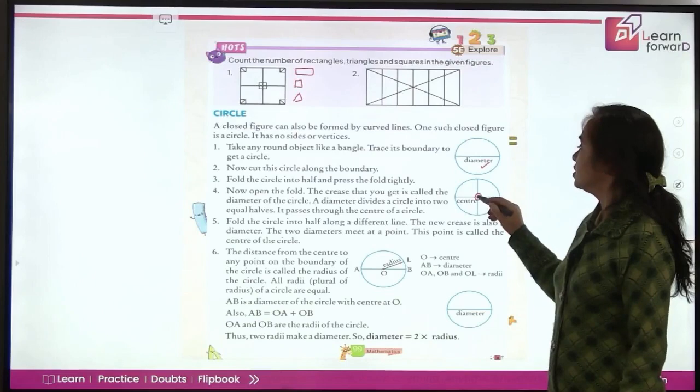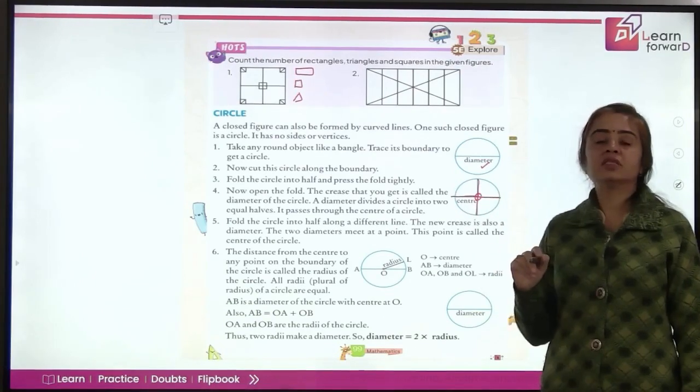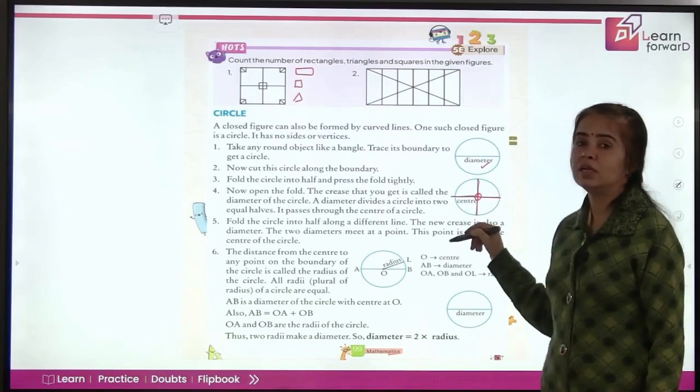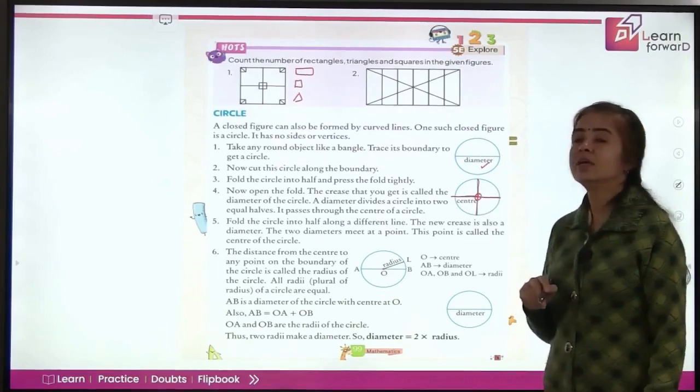And from the center, all these line segments, they will be equal in length if you measure them. All these are called the radii of the circle.